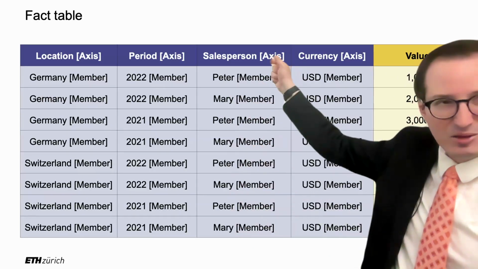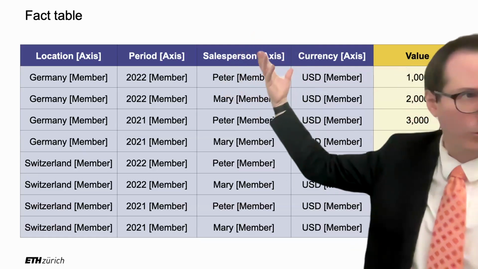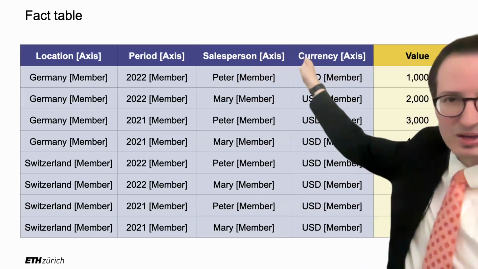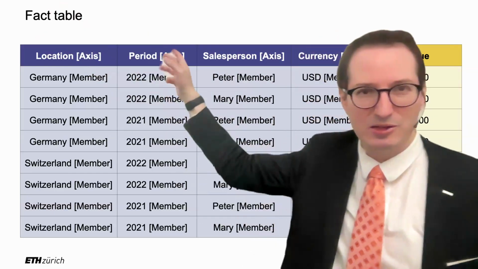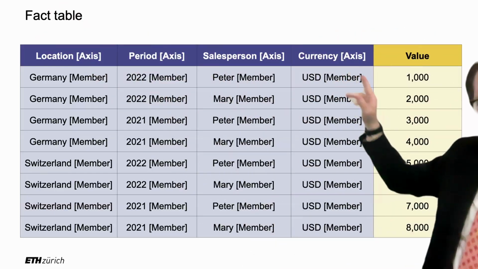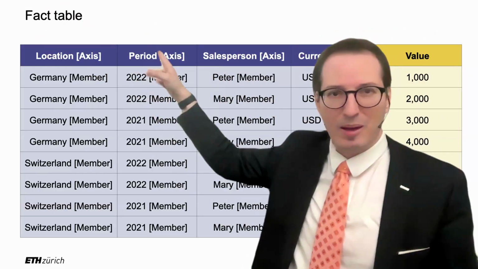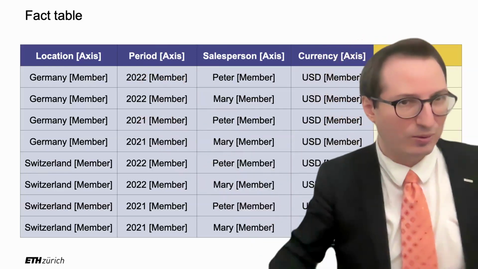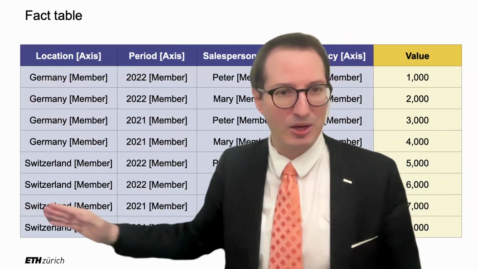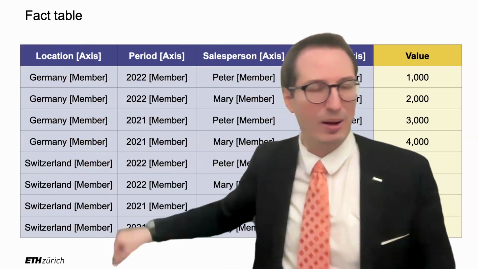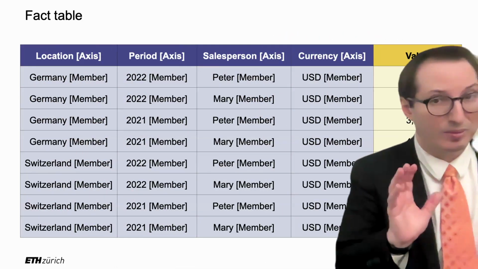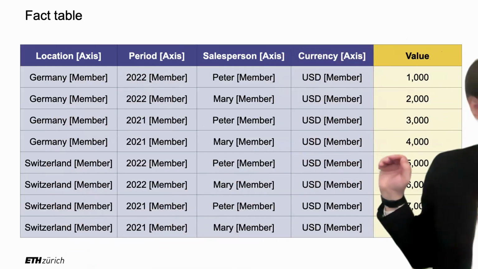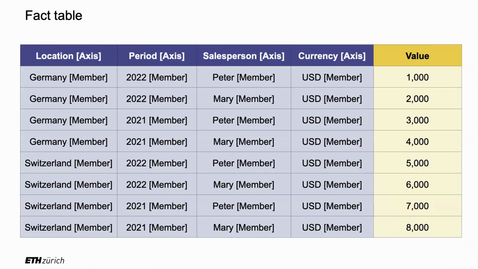This is called an axis because we'll see later, that's why it's called pivot table. We can actually pivot around them. So my dimensions are called axis. So I have the location axis, the period axis, the salesperson axis, and the currency axis. And the members of my period axis are the year 2022 and the year 2021. And in my location, I have Germany and Switzerland. And again, I just put this square bracket member, just to remember that it's a member of a dimension right here. For whom does that make sense? All right, very good.